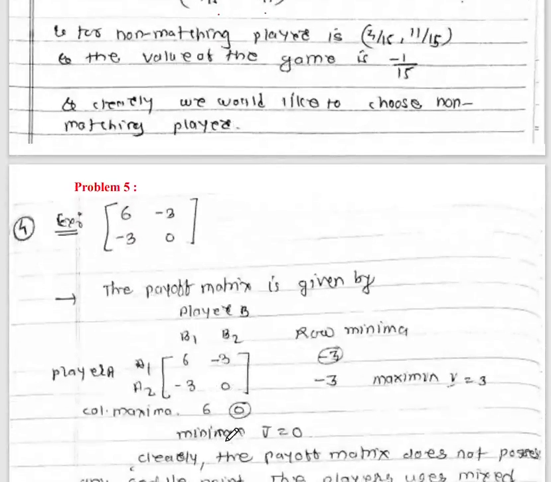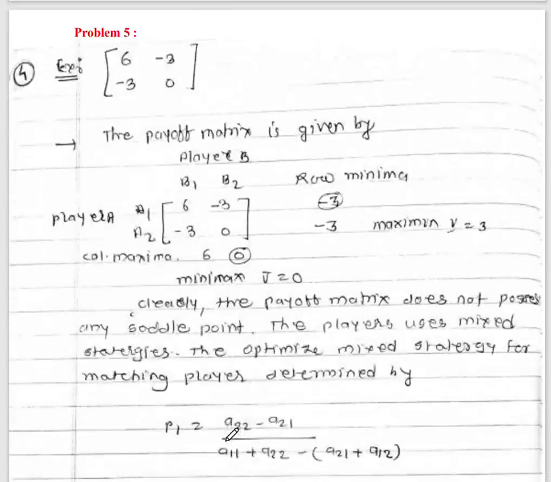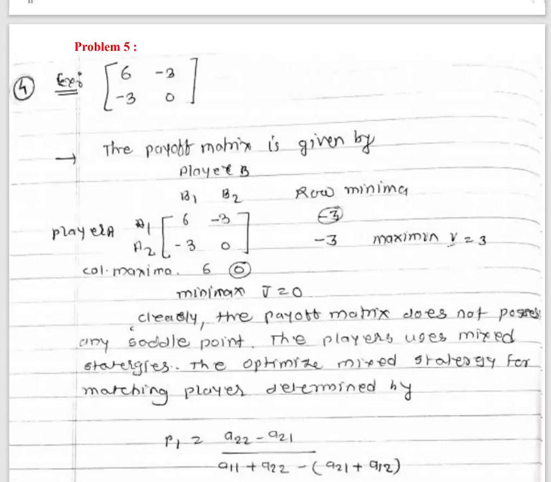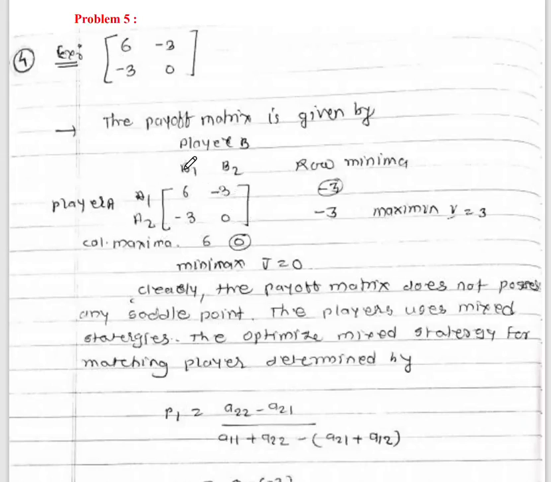Another example, second example: the given payoff matrix is 6, minus 3, minus 3, 0. In a similar way we can solve this problem. Find out the row minima and column maxima, minimax and maximin. So this is the given payoff matrix.